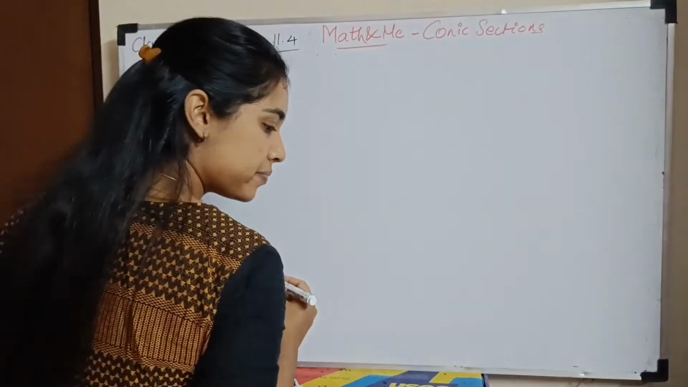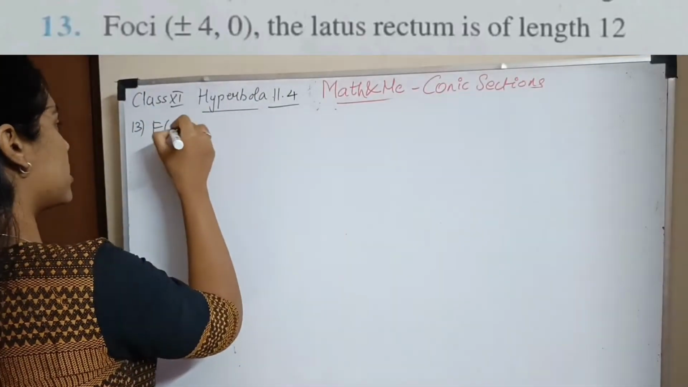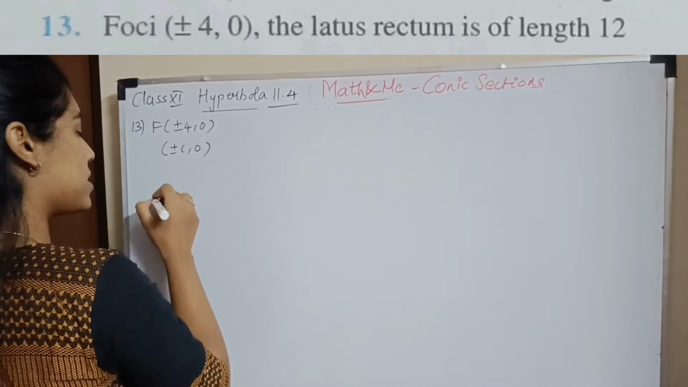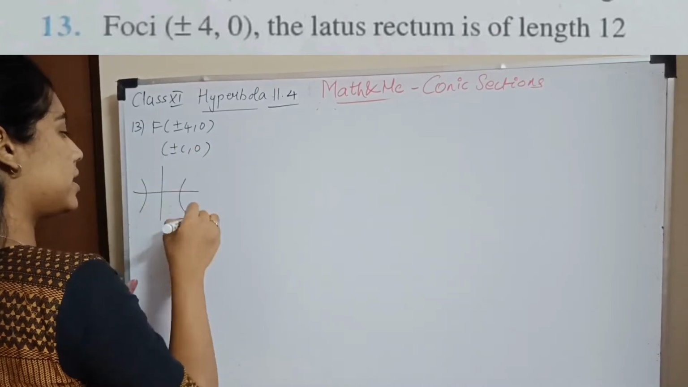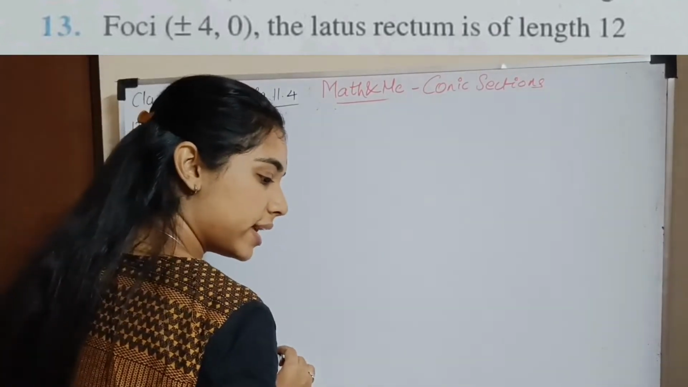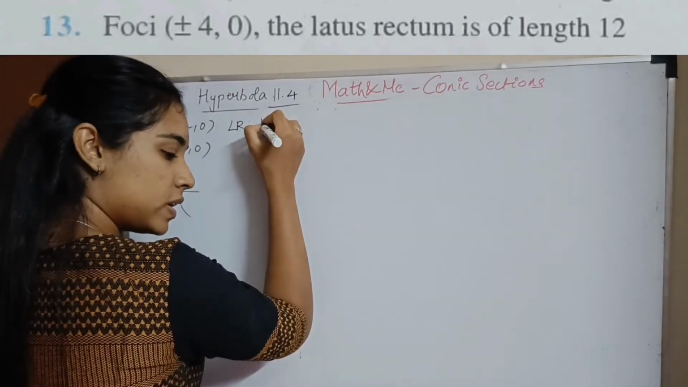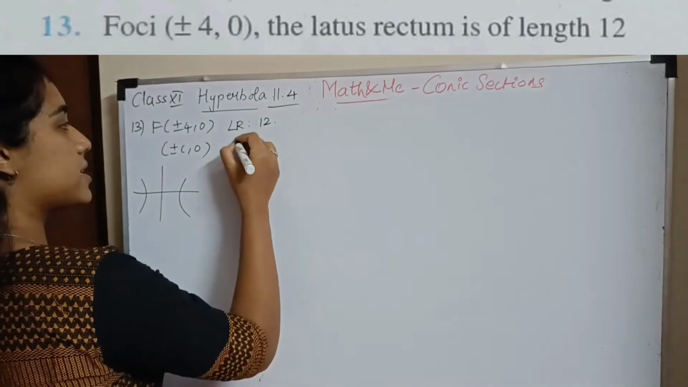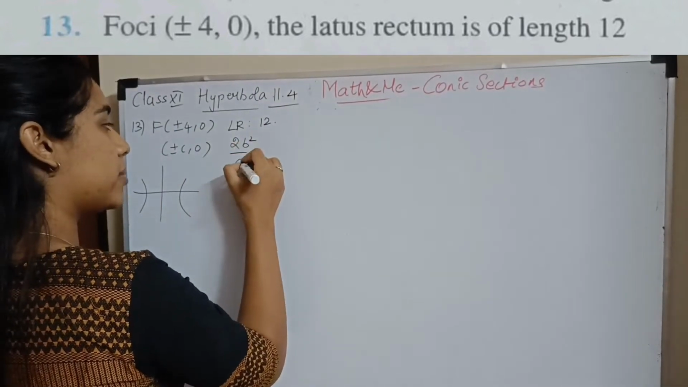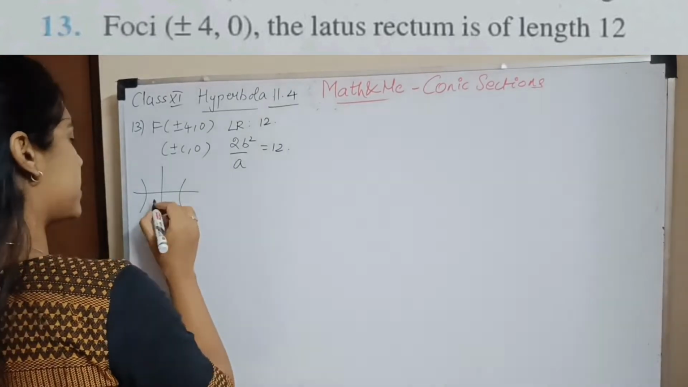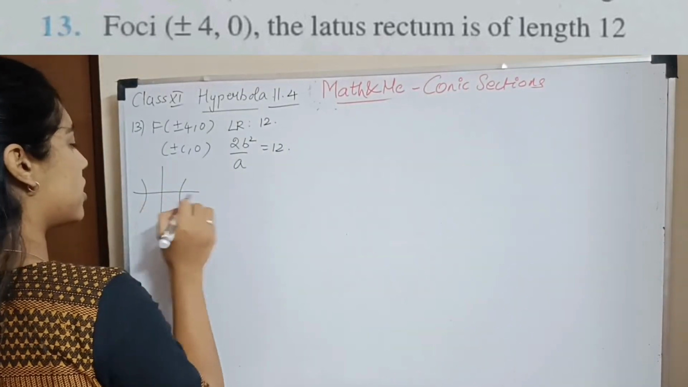Question number 13. The foci are at plus or minus 4, 0, which is plus or minus c, 0. So your hyperbola is along the x-axis, correct? It is also given that the latus rectum length is 12. Latus rectum, 2b square divided by a, equals 12. You solve it like how you solved the previous question. But here, your hyperbola is on the x-axis.